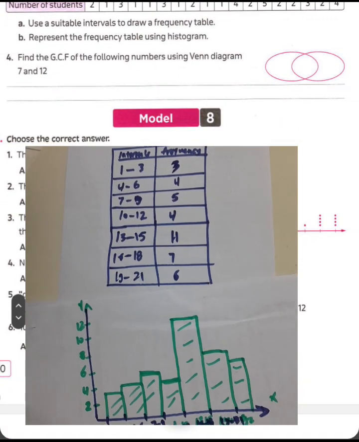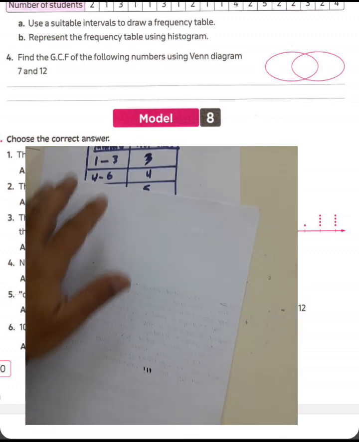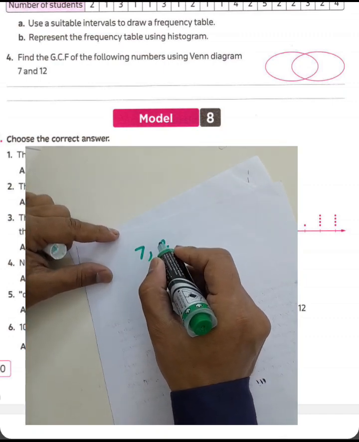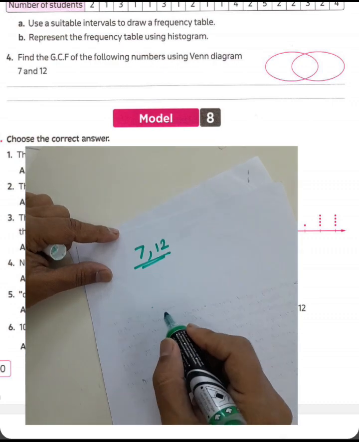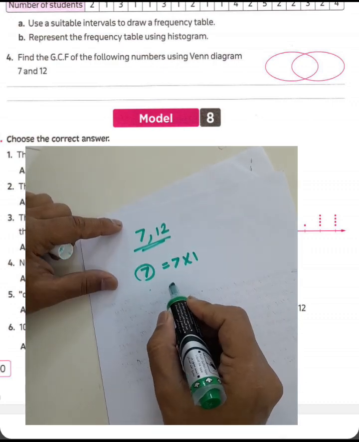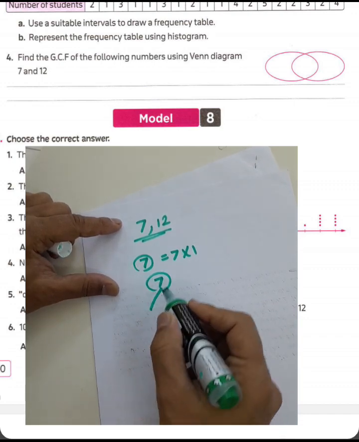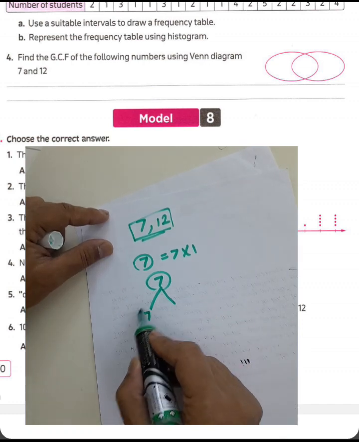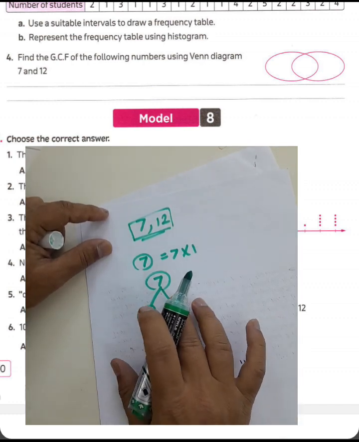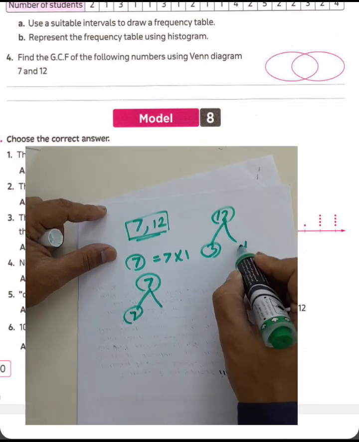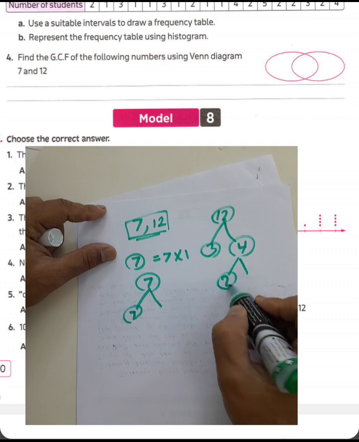Find the greatest common factor of the numbers using a Venn diagram. We have 7 and 12. Okay, 7 and 12. We know 7 equals 7 multiplied by 1, it's a prime number, and 12 and 7 we call relatively prime numbers. It will be 7 times 1. Okay, so 7, and we have 12 as 3 times 4, and 4 equals 2 times 2.